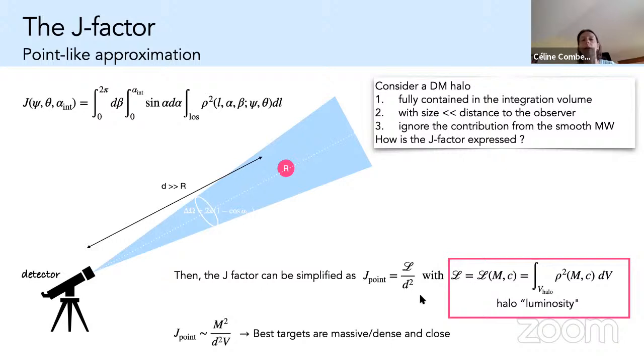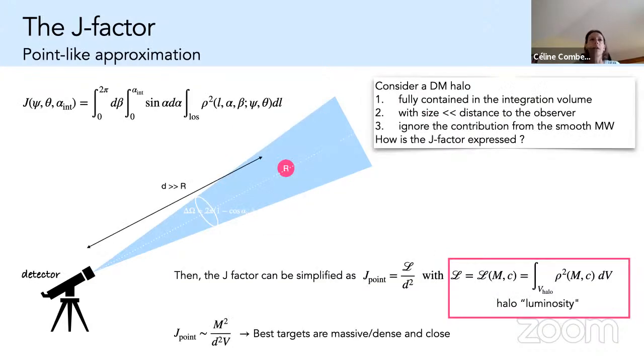This just becomes, okay, now I'm calling it D, a scaling with the distance squared. So in your point-like approximation, your J factor is just what I'm going to call the halo luminosity, density squared integrated over its volume. I don't really care about integrating over the distance here. So if I look very roughly at what this is, it's the mass squared divided by the volume. This is telling you, in this very naive toy model, that the best targets are massive, they are dense because I have an M over V here, and they need to be close by.